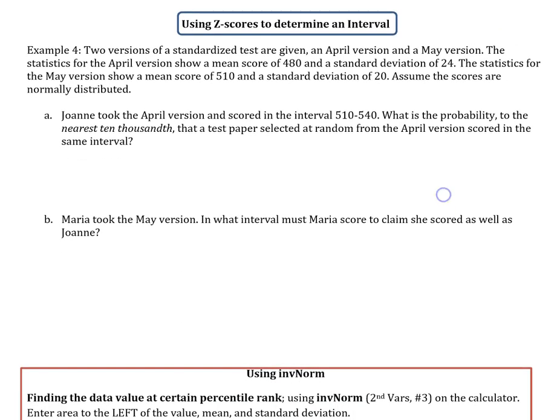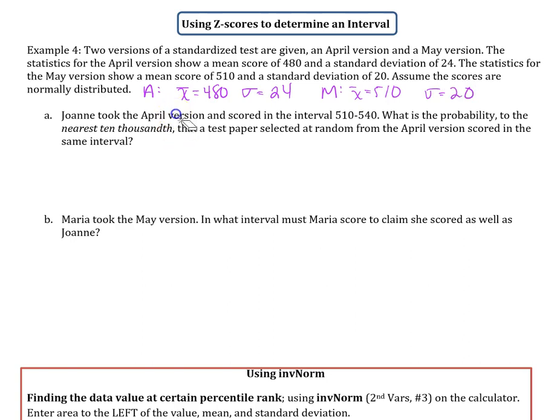Let's get into this comparison idea. So I've been saying all along that z-scores are used to compare data sets, and that's what we're going to do today. So let's say I have two versions of a standardized test that are given, an April version and a May version. The statistics for the April version, so I write A, April version, show a mean of 480 and a standard deviation of 24. The statistics for the May version show a mean of 510 and a standard deviation of 20.